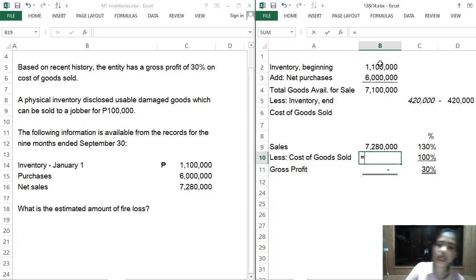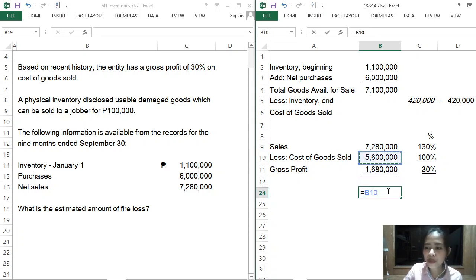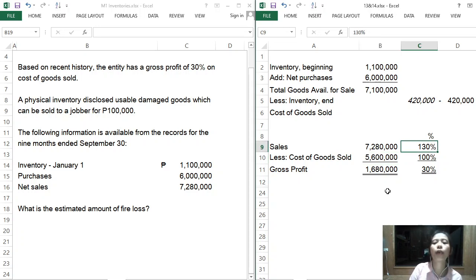So, simply divide this 7.28 million by the corresponding rate para makuha natin si 100%. So, that's 7.28 divided by the rate na 130%. That makes our cost of goods sold 5.6 million, which is the 100% na hinahanap natin. This has something to do with algebra. So, I think I cannot explain this further. Okay? But if we're going to check, 5.6 times 1.3, dapat ang lumabas is 7.28. Ayan, 7.28. So, again, paano natin kinuha si 5.6? We just have to divide the sales with its corresponding rate. So, that's 1.3. Now, we have cost of goods sold na 5.6.